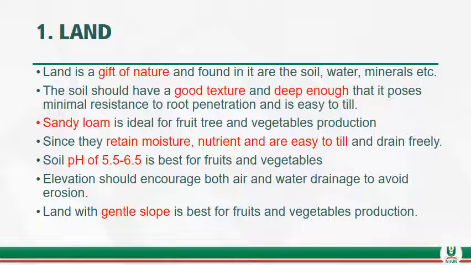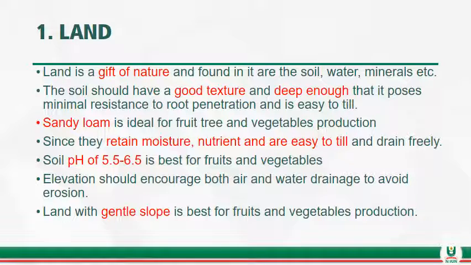So the soil that is meant for agricultural production should have a good texture and should be deep enough so that it will be able to withhold the roots of the plants, and it also has to possess a minimal resistance to root penetration. So it should be deep so that the roots can penetrate and tap from the nutrients that are in the soil. It should also have a good texture.